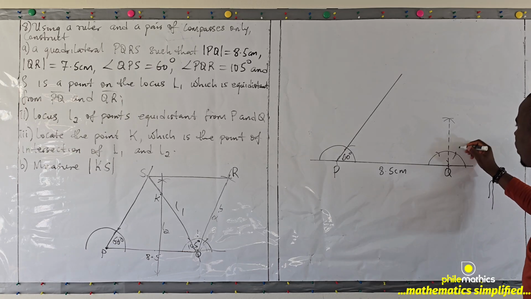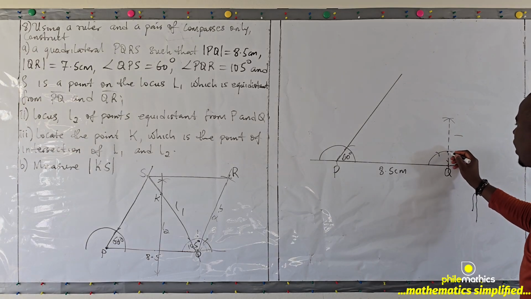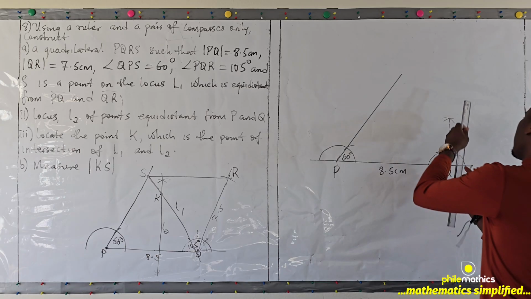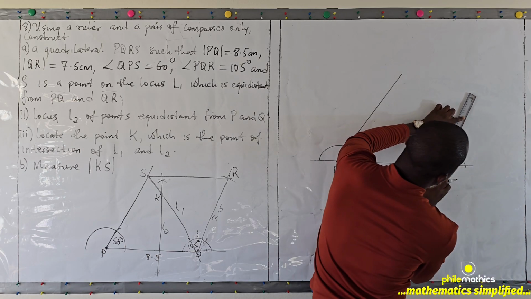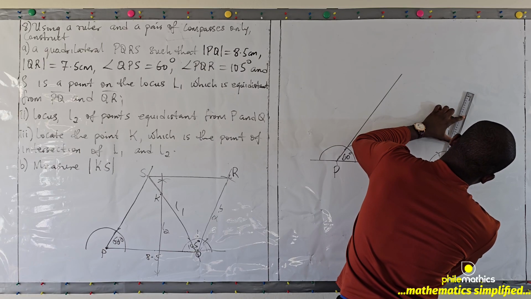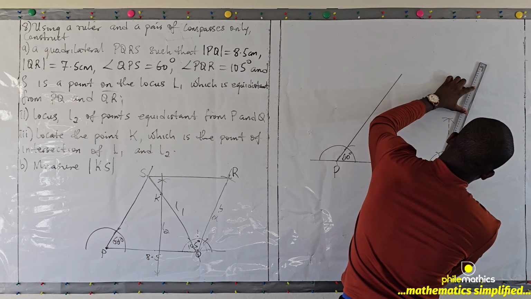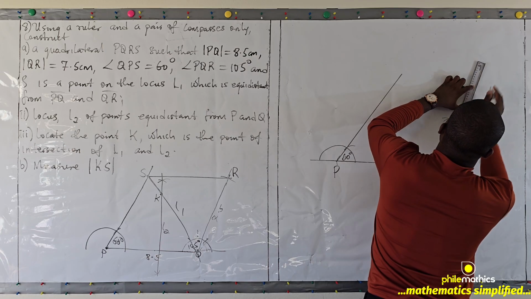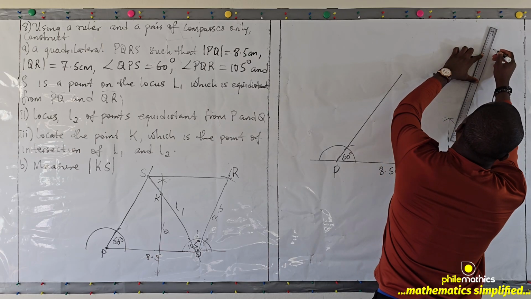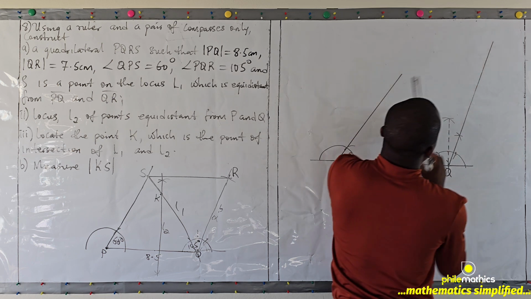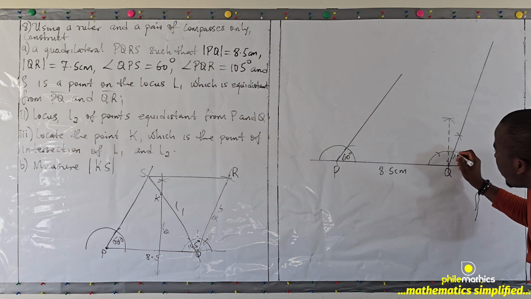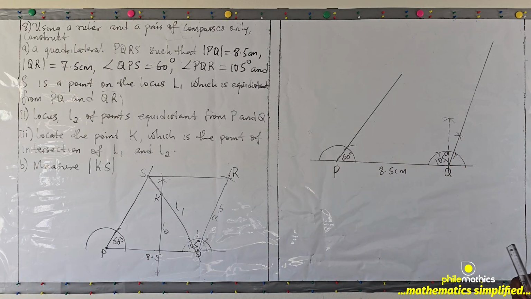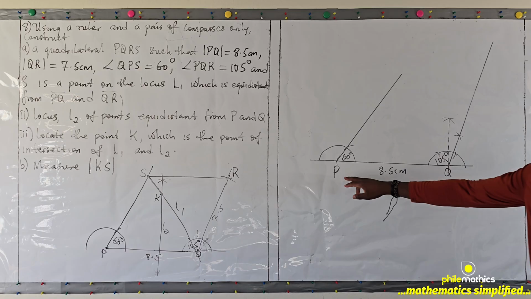So I place my pin here, I cut, I place my pin here without adjusting, I cut. So I join this to this point. So now I can extend with a thick line. So from here to here is now my 105 degrees. And this is my Q, this is my P.